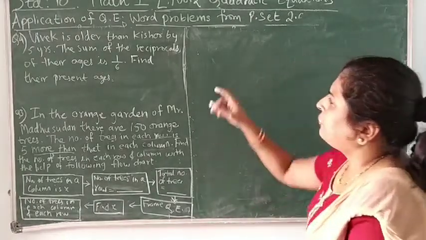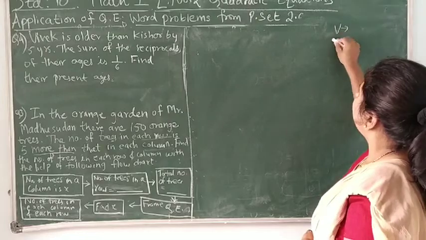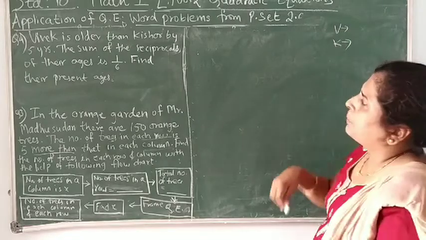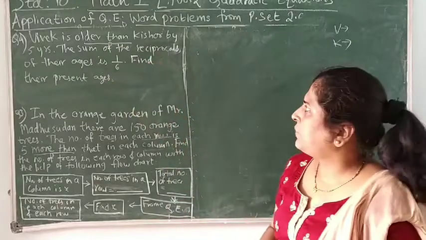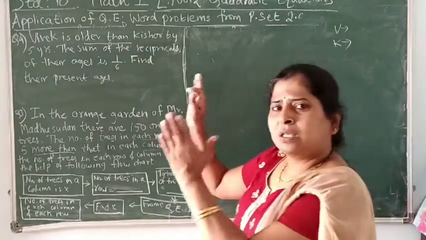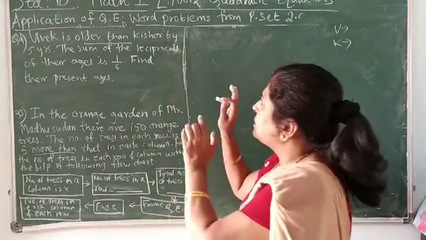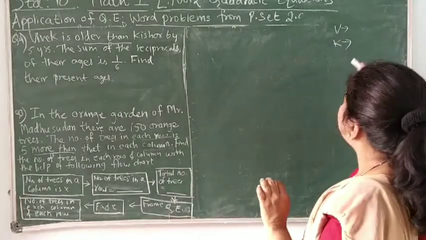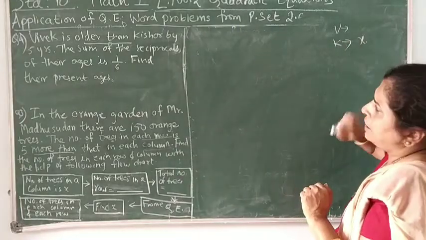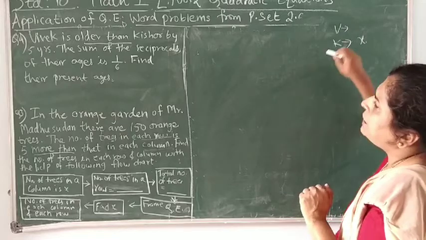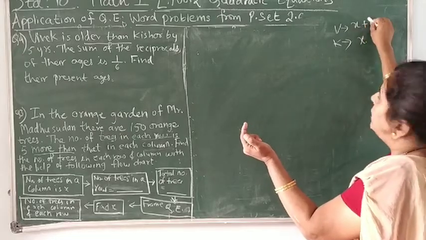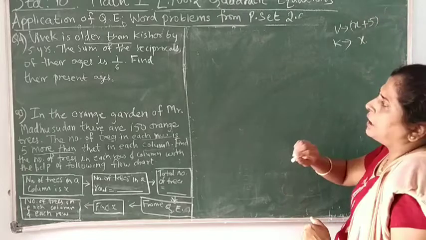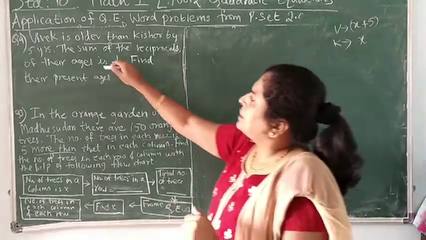Okay, so in short, Vivek and Kishore, these are the two persons, and here also you can see there is a comparison between their ages. So first thing is Vivek's age and second thing is Kishore's age. Okay, so the second thing to be taken to be x and then Vivek will be what? Older. Means it is x plus 5 years more than that.